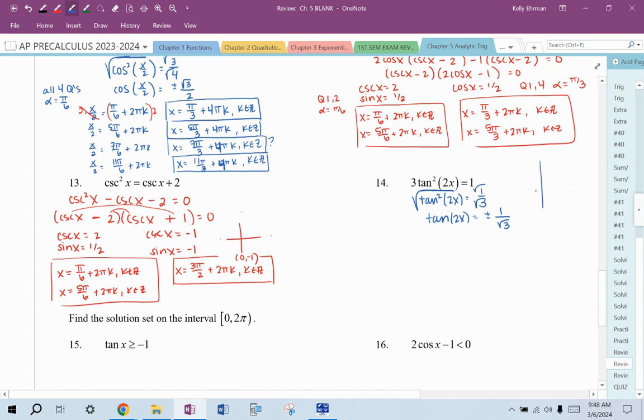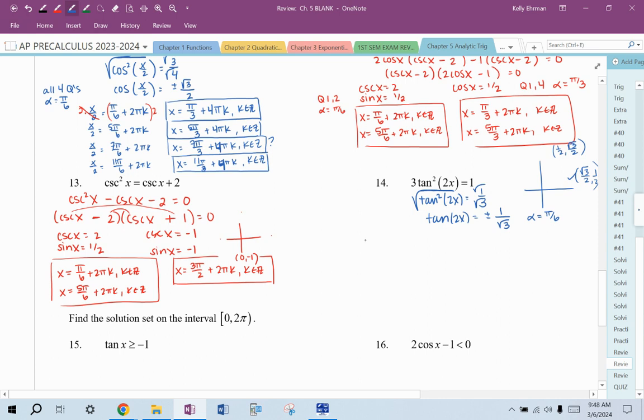I'm just thinking on my unit circle, I've got these two options. Here's the pi over 6 coordinate, and here is the pi over 3 coordinate. So which one of these gives me a y over x of 1 over radical 3? That's a reference angle of pi over 6. It's this one. Okay, so again, this is 2x.